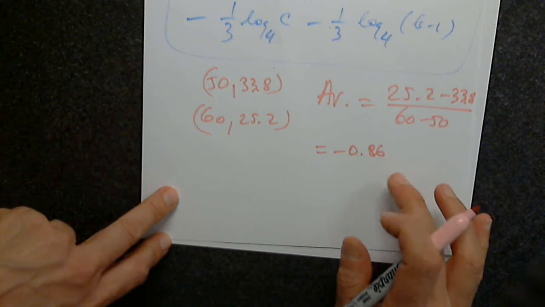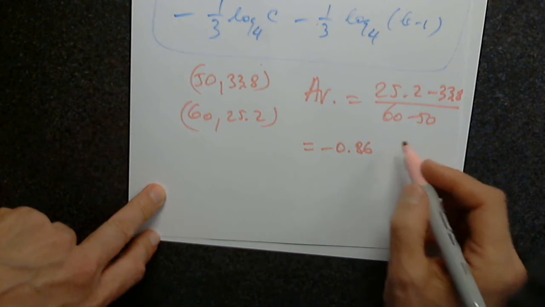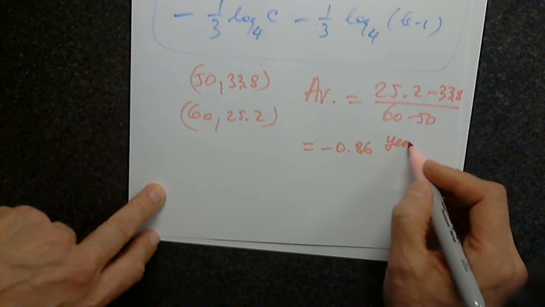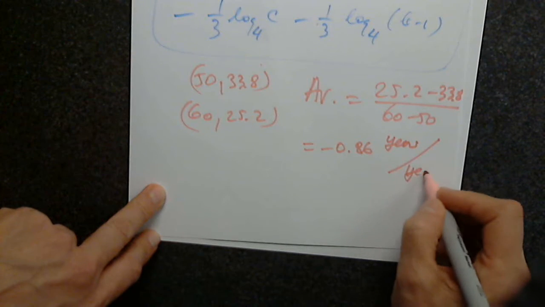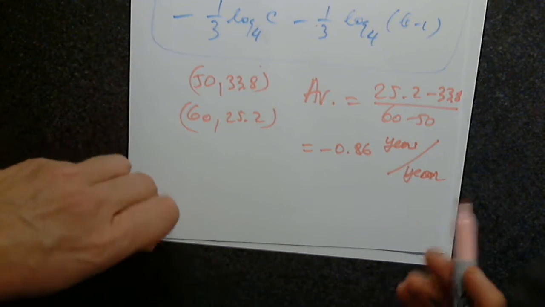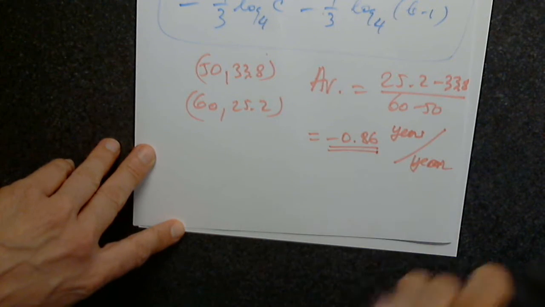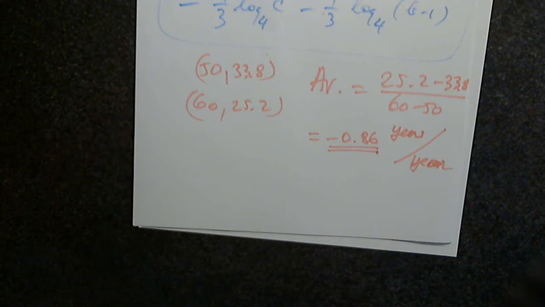This is the decrease in life expectancy per year. So, years per year. Per year. Yes. So to be exact, the life expectancy, according to the model, decreases each year by almost a year. It's 0.86, quite big.